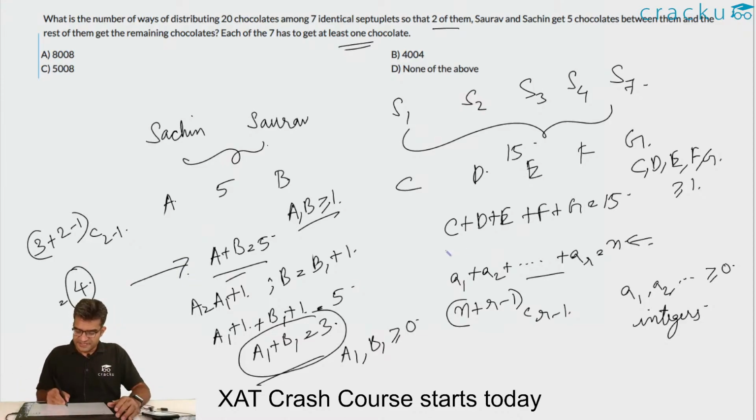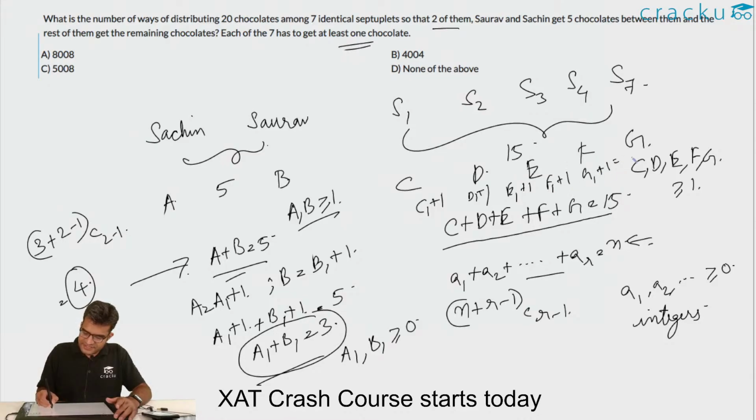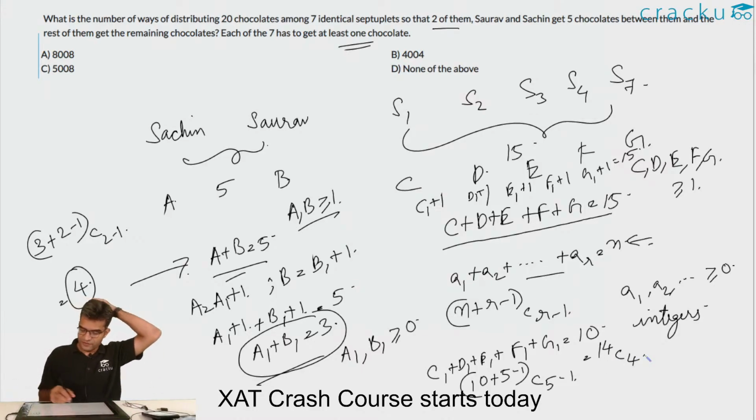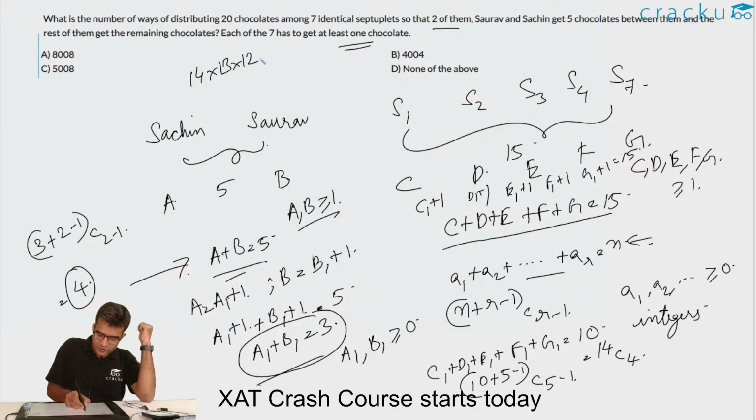What is the number of solutions for c plus d plus e plus f plus g is equal to 15? Again, we will replace them with new variables: c1 plus 1, d1 plus 1, e1 plus 1, f1 plus 1 and g1 plus 1. This has to equal 15. Now c1, d1, e1, f1, g1 are greater than or equal to 0, and the equation becomes c1 plus d1 plus e1 plus f1 plus g1 is equal to 10. The number of solutions for this will be 10 plus 5 minus 1 c 5 minus 1, which is equal to 14c4. What is the value of 14c4? That will be 14 into 13 into 12 into 11 divided by 24, which is 4 factorial. This is 2, this is 7.